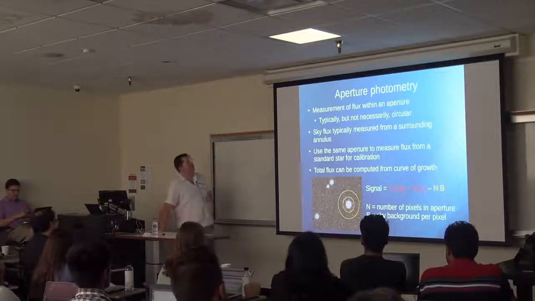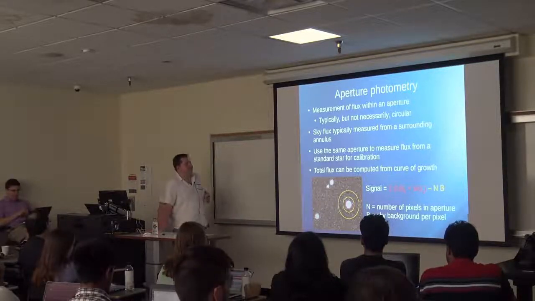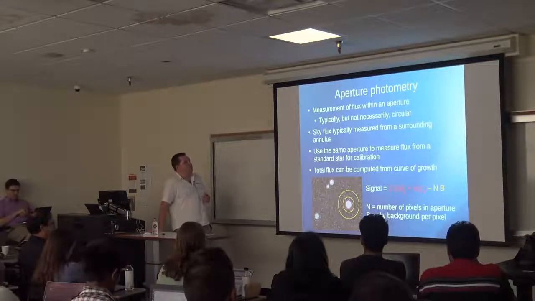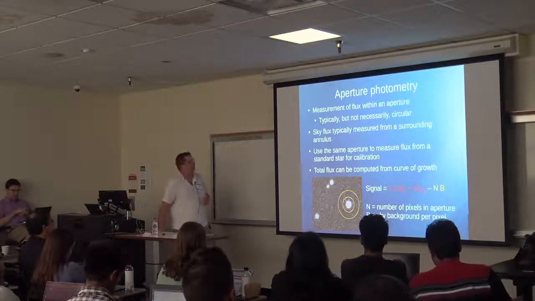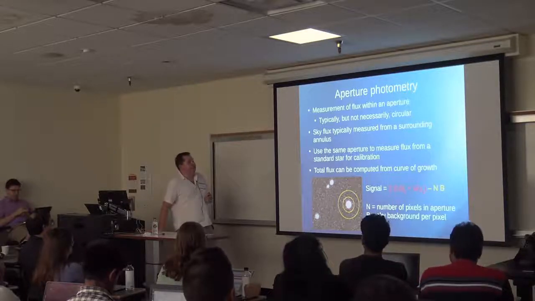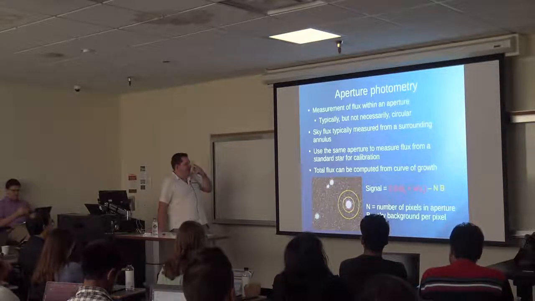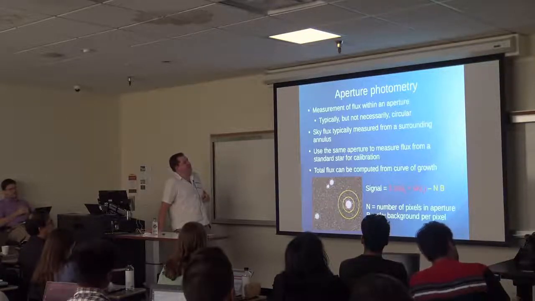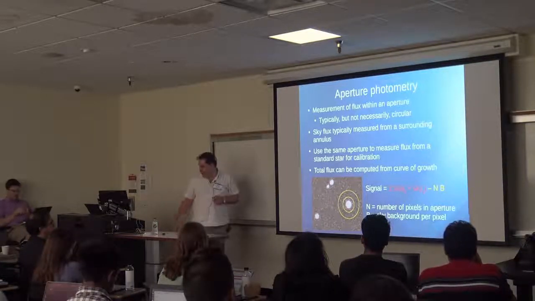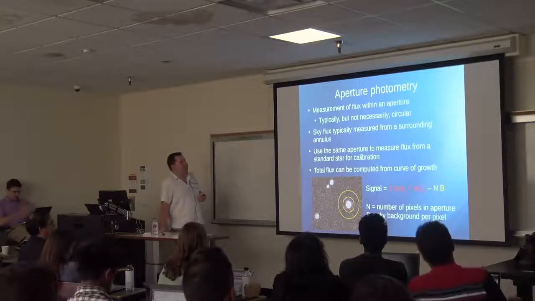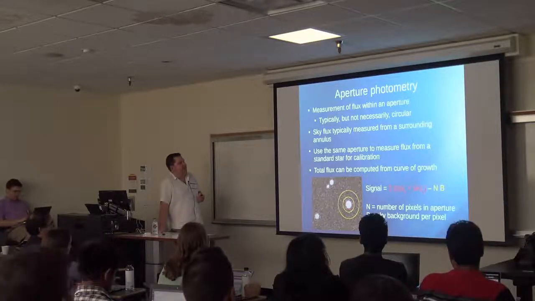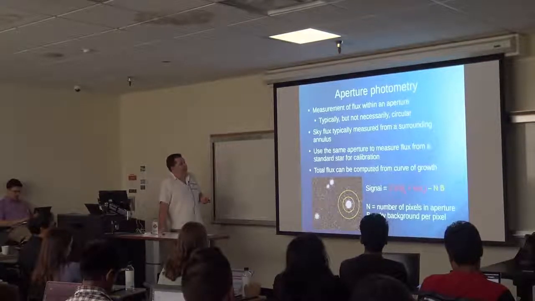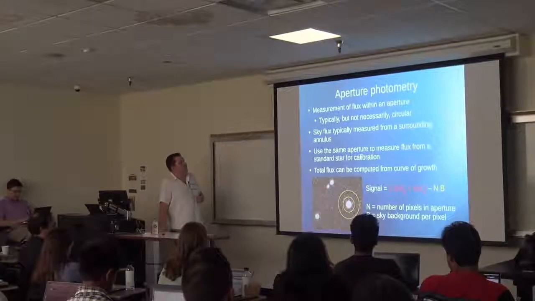So aperture photometry, the way you do this is to measure flux within an aperture, obviously. Your aperture is typically, but not necessarily, circular, because your star is typically circular, but not necessarily. You might have poor quality data, in which case the stars are elongated due to a movement of the telescope or something, in which case you might choose to match your aperture shape to the actual shape of the star. So you measure your star flux from the aperture.